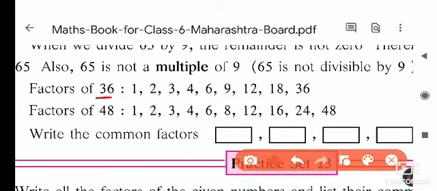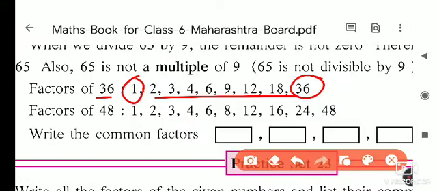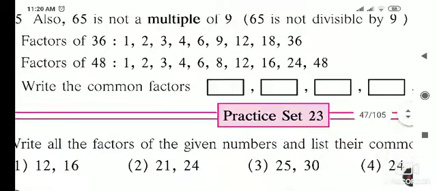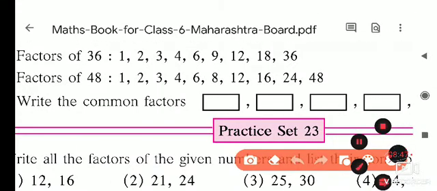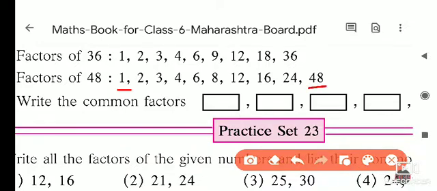So 1 and the number itself are always factors. Including this, we have to use the divisibility tests and tables to find the factors of any number. Now the next number, 48. Just now I told you that every number is divisible by 1 and the number itself. So 1 and 48 are factors.